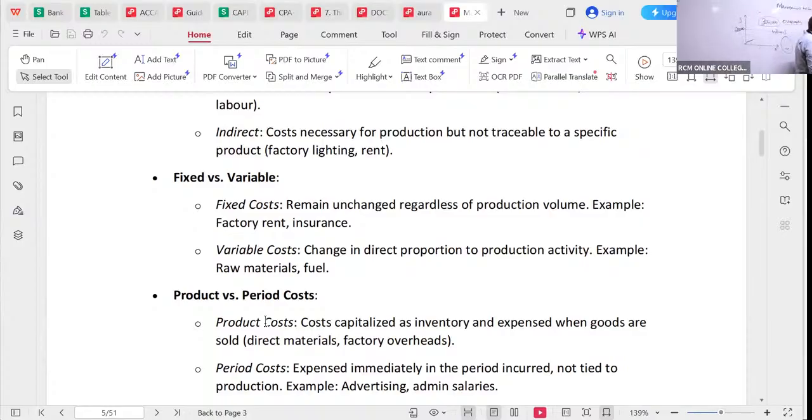I will start by reading periodic costs there. So periodic costs are expensed immediately in the period they are incurred. They are not tied to production. Example, advertisement, administration, what here, somebody? Salaries. Product costs are costs that are capitalized as inventory and expensed when goods are sold, like direct materials, factory what here, somebody? Overheads.